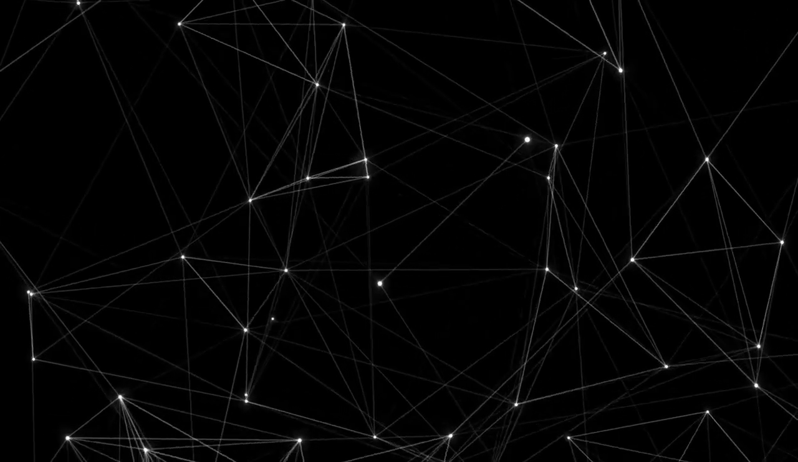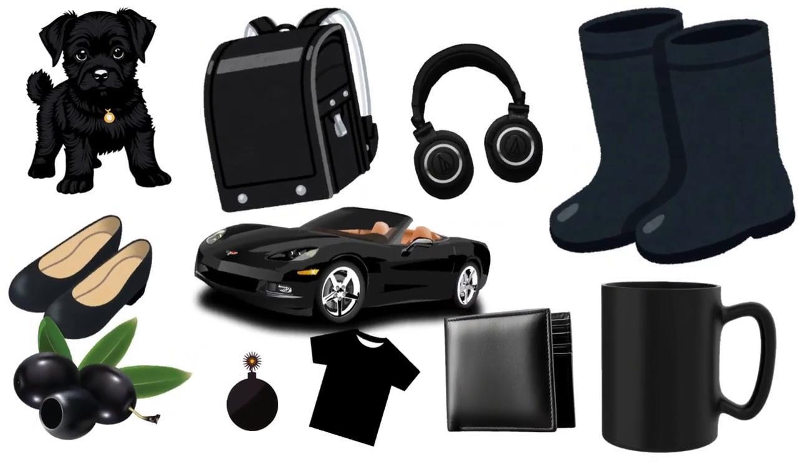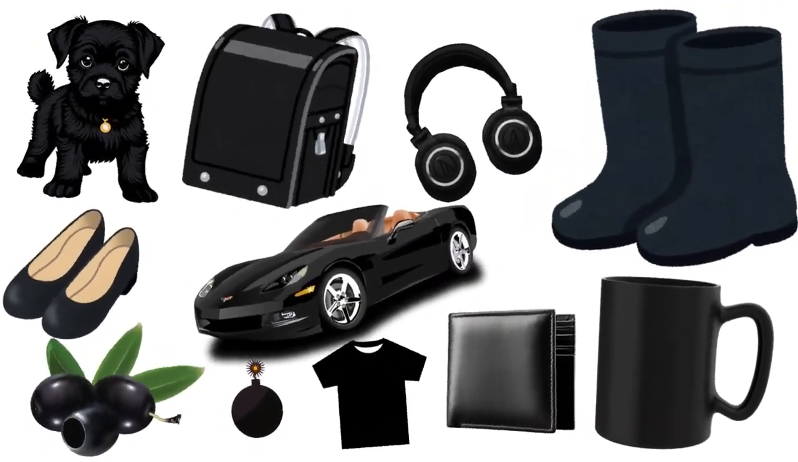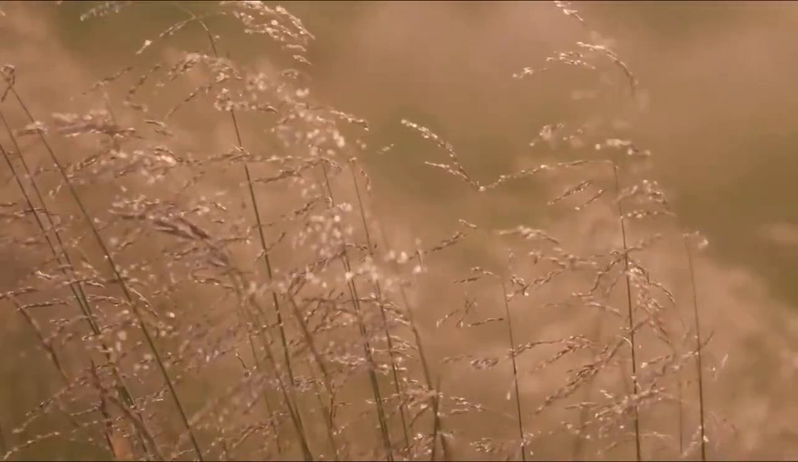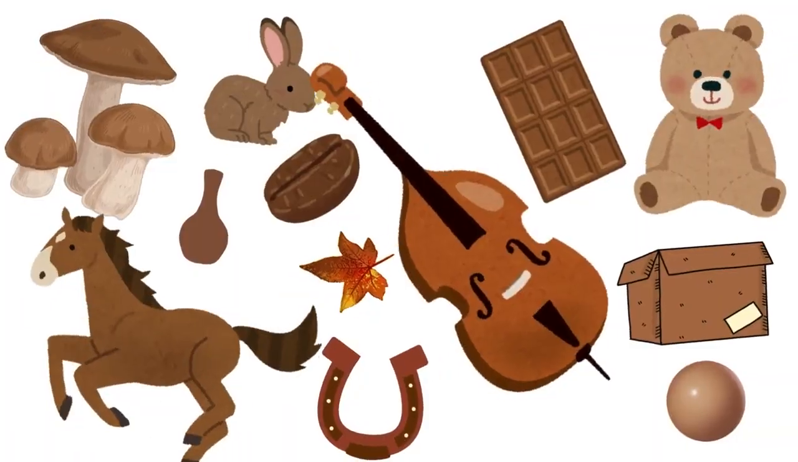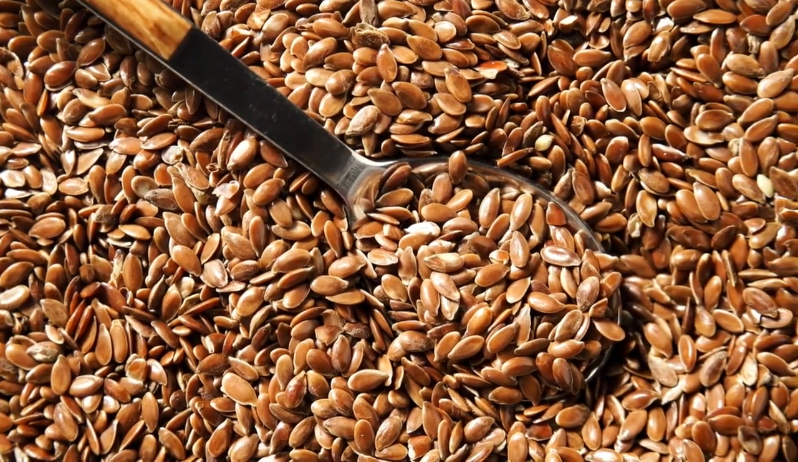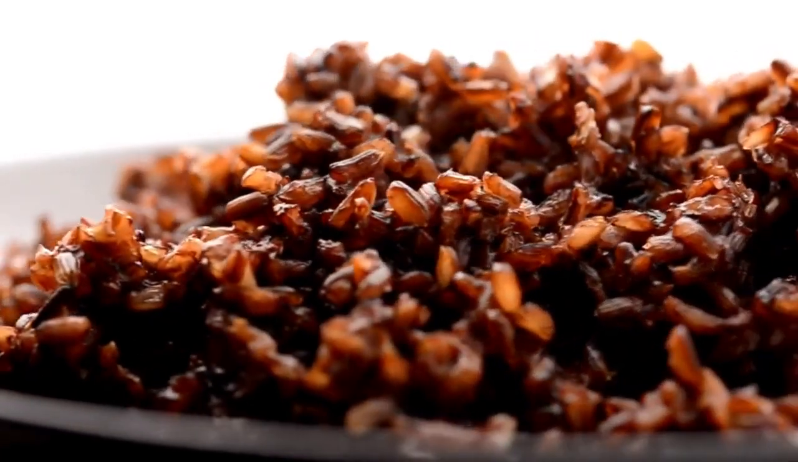This is black, the color black. Black, no looking back. This is black, the color black. Do you know what color this is? This is black. This is brown, the color brown. Brown, all around. This is brown, the color brown. Do you know what color this is? This is brown.